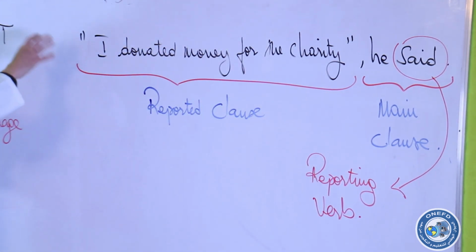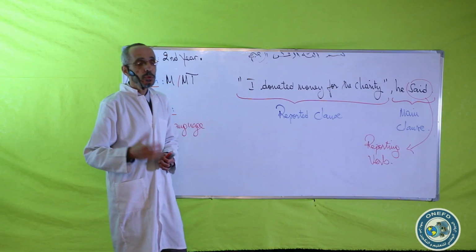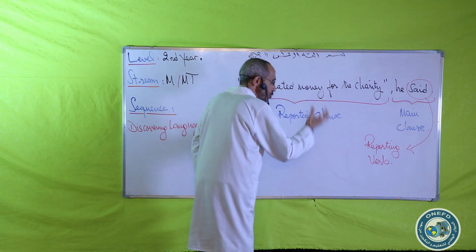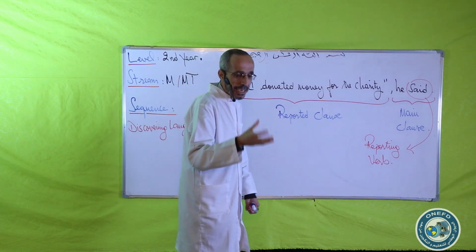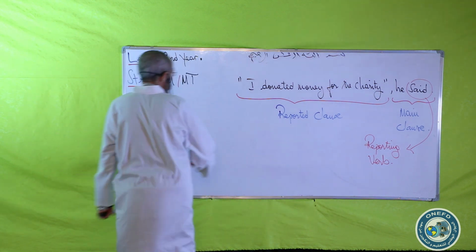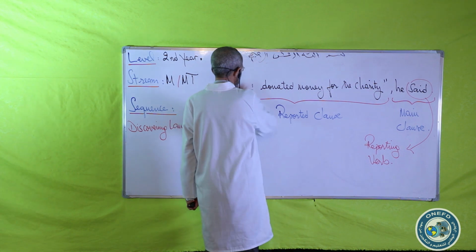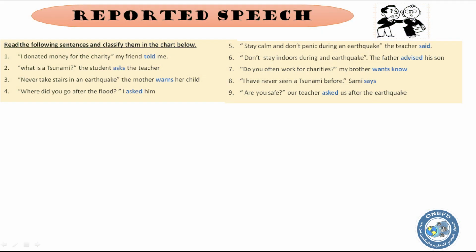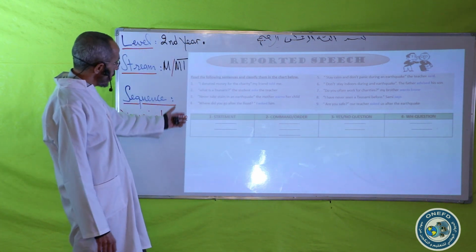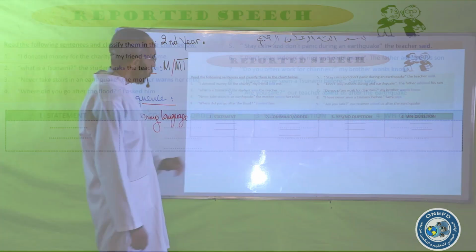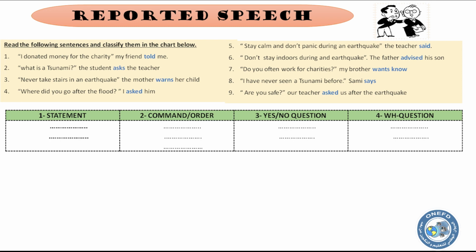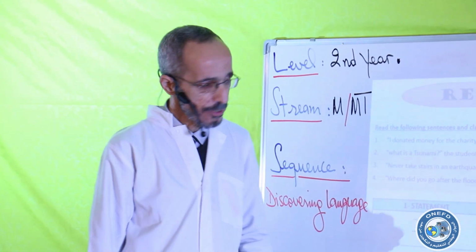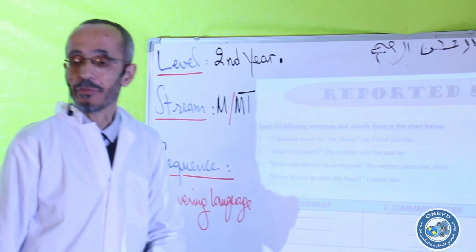So, to change from direct to reported speech, we need to do many changes. But when and how? Let's now see what are the rules and the changes we need to do in order to change from direct to reported speech. Pay attention now. Read the following sentences and classify them in the chart below. We have 9 sentences. Here, in these 9 sentences, we have statements, we have commands or orders, we have yes-no questions, and we have WH questions. So, which sentences are statements, which sentences are commands, which sentences are yes-no questions, and which sentences are WH questions.